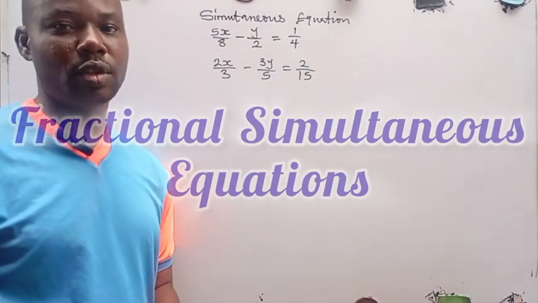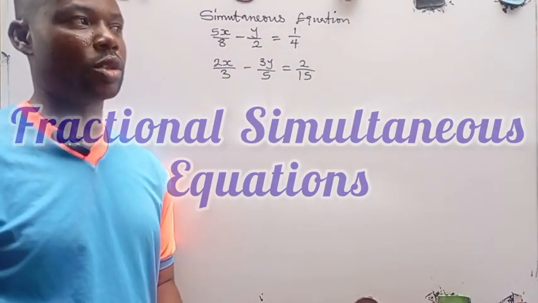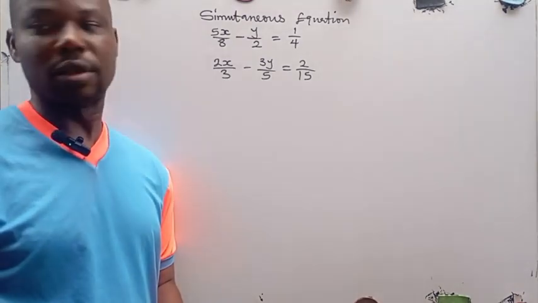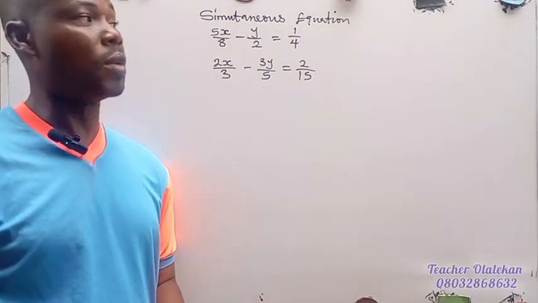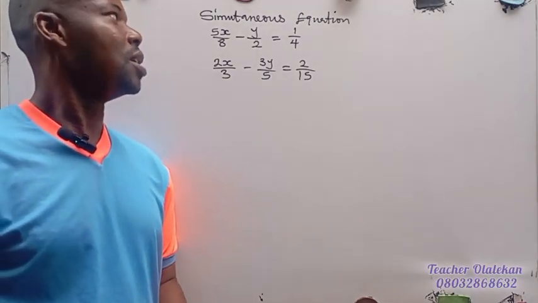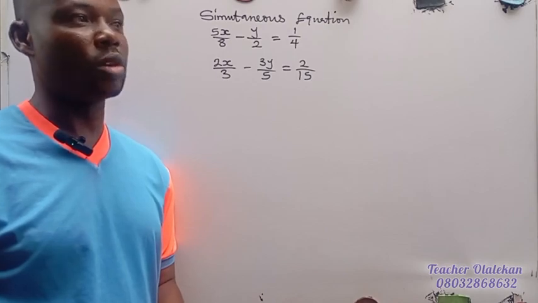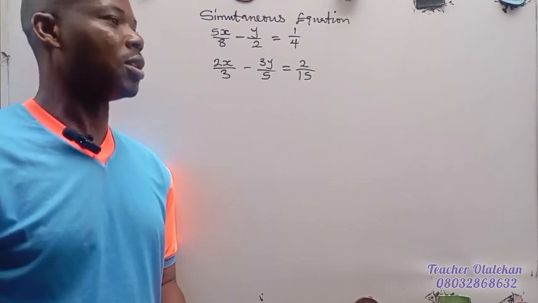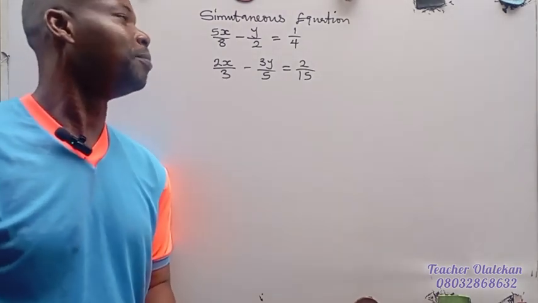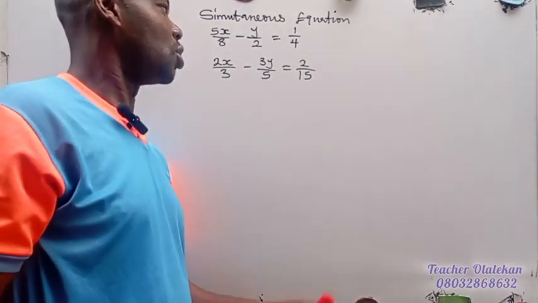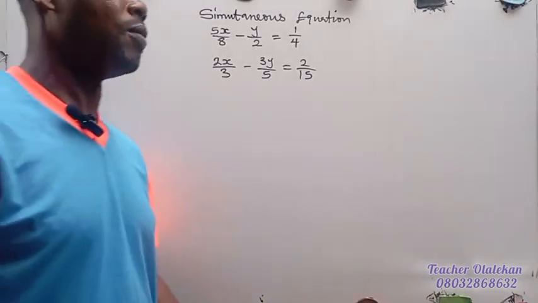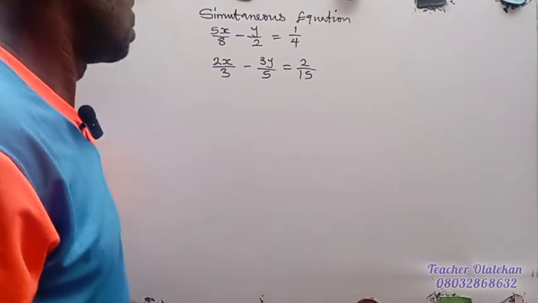So in our previous videos, we talked about the substitution method and the elimination method of simultaneous equations. Today we want to look at some questions that could be thrown to us by WAEC or NECO or JAMB, questions like fractional simultaneous equations. If you have a fractional simultaneous equation like this, how do you solve it?